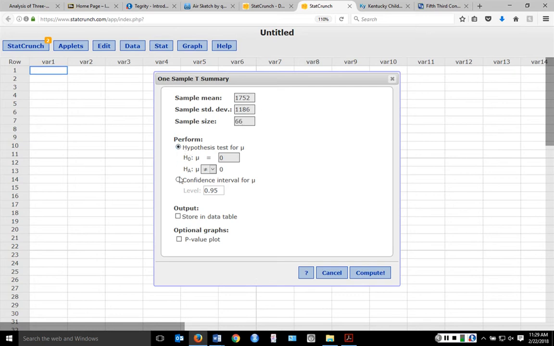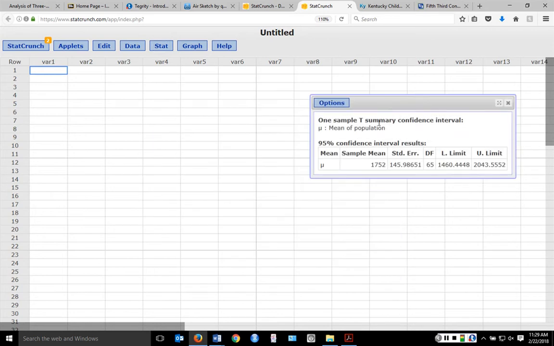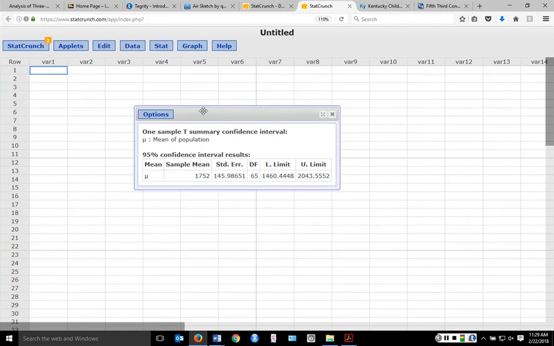Instead of doing the hypothesis test, I can just click my confidence interval button. And then here I could change my confidence level to something else, but we're doing that 0.95. And so I'll just leave that as is. And then I can hit compute, and you'll see some numbers, which might not be perfect if we do some rounding along the way, but we're pretty close. So here they got the interval was $1,460.44, which again, we're a little bit off because we rounded some numbers along the way.